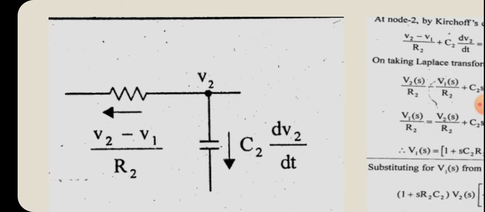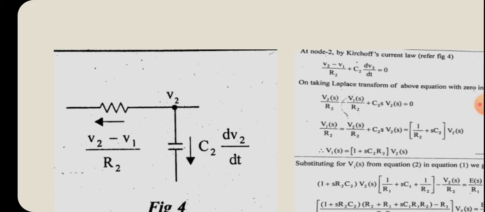Why are we taking V2 minus V1? Because R2 is connected between the node V2 and V1. So the current through R2 will depend upon the differential node voltages. That is why the current through resistor R2 is equal to V2 minus V1 by R2.